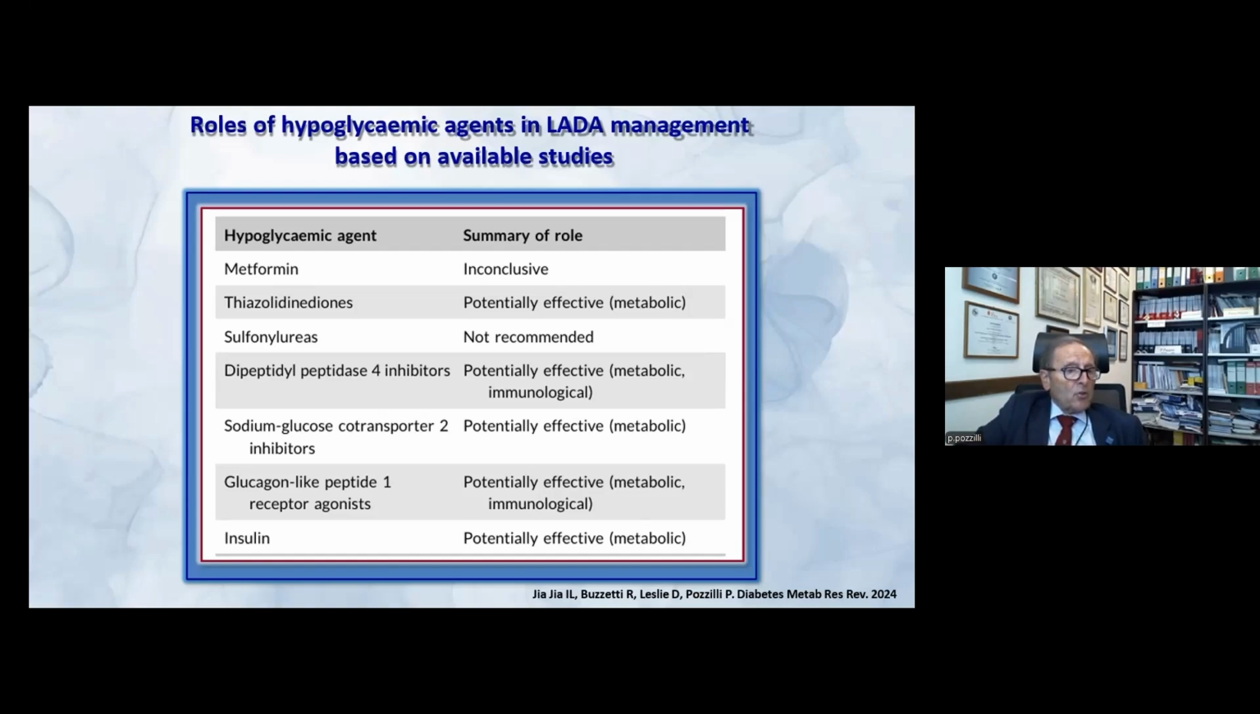And indeed, we published a paper with one of these DPP4 inhibitors available, that is saxagliptin. And saxagliptin was effective in protecting beta cells and having a better metabolic control in patients with LADA. The SGLT2 inhibitors have been potentially effective, as has also been demonstrated in some studies. And the GLP-1 receptor agonists are potentially effective, in particular in patients with overweight or obesity.